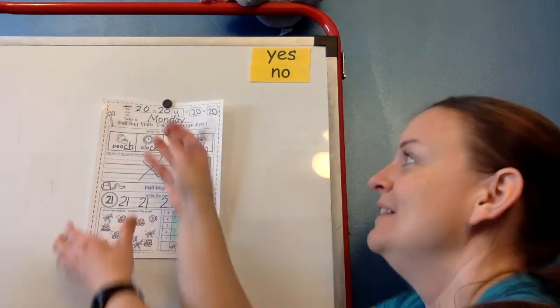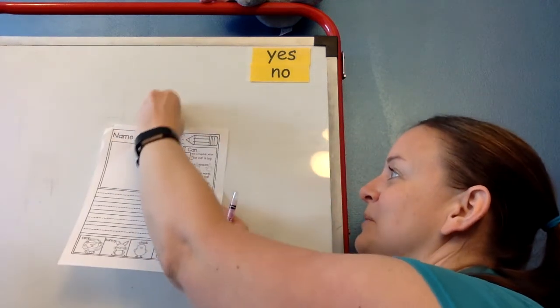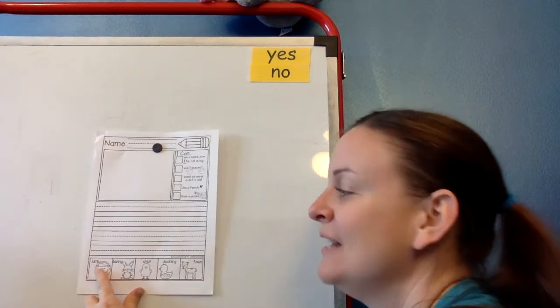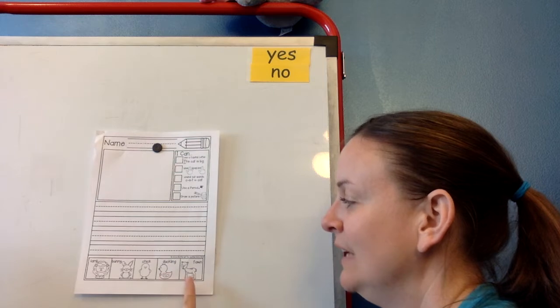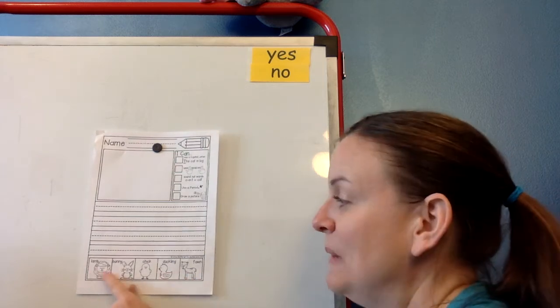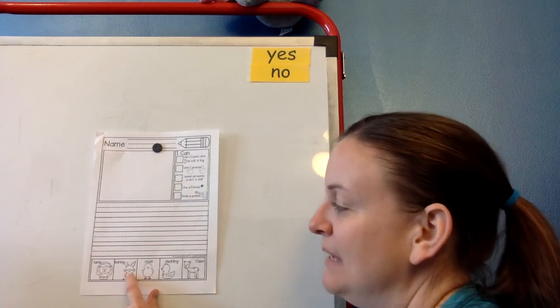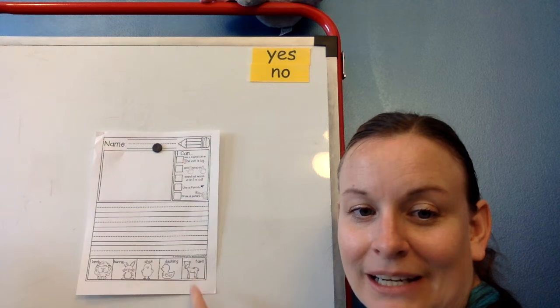All right, let's look at the other side of your journal. I'm excited to see what you write today. So your choices are lamb, bunny, chick, duckling, or fawn. These are the babies of all those type of animals. A baby sheep, a baby rabbit, a baby chicken, a baby duck, and a baby deer.